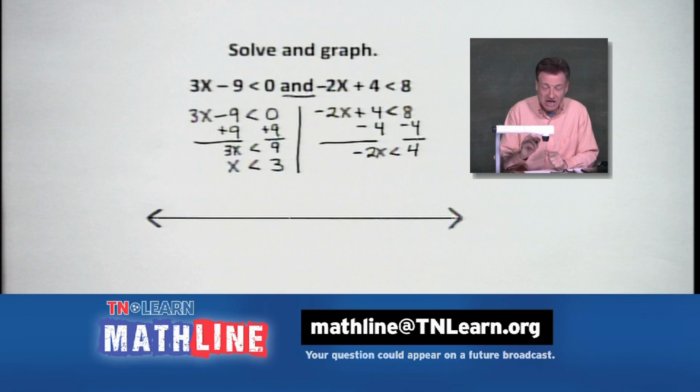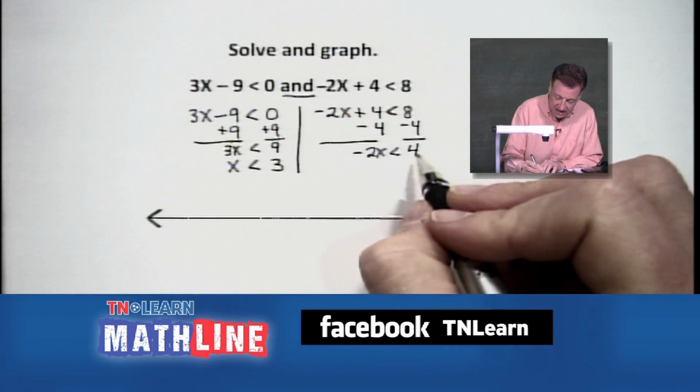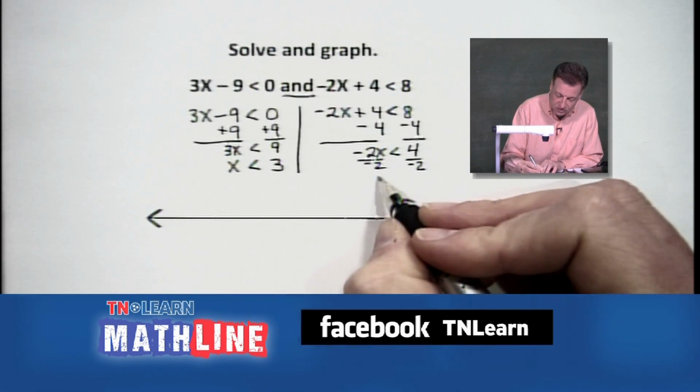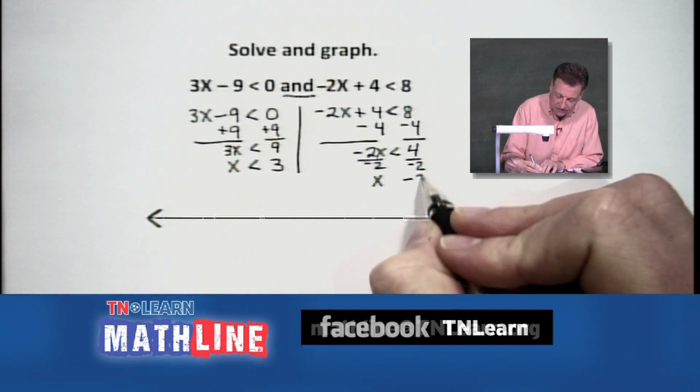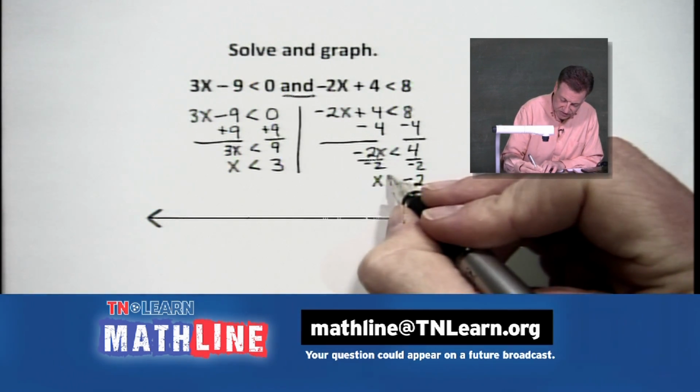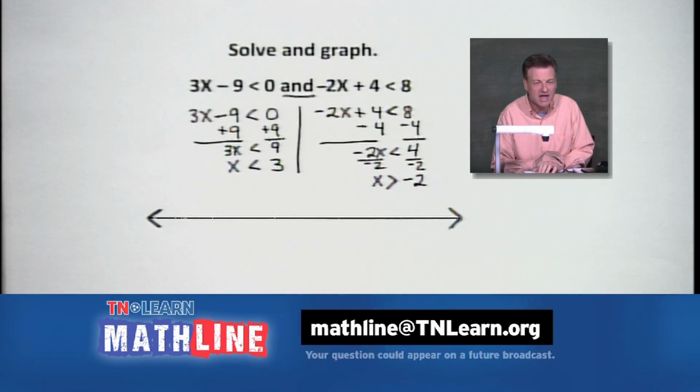Now, watch out here. We're going to divide through by negative 2. And what's going to happen is we're going to get x, and we're going to get a negative 2 on this side. But you see what's going on? I hope everybody does. Greater than.